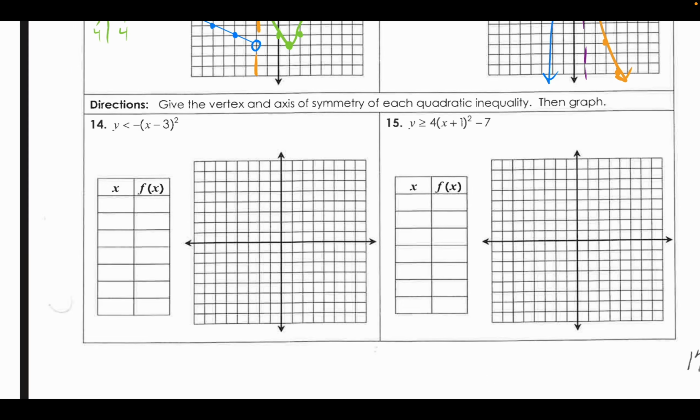On 14 and 15, we have inequalities. And just like we talked about with inequalities, it's the exact same as graphing a normal quadratic, except we have to worry about dashed or solid lines and then shading. So we're also asked to give the vertex and axis of symmetry again here.